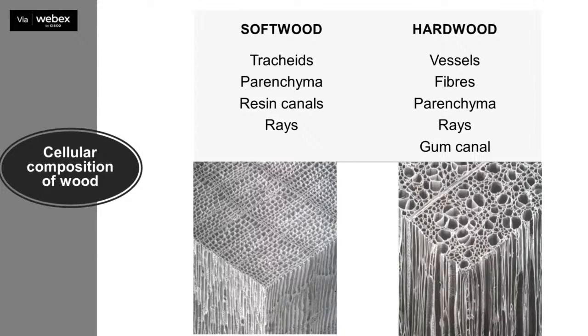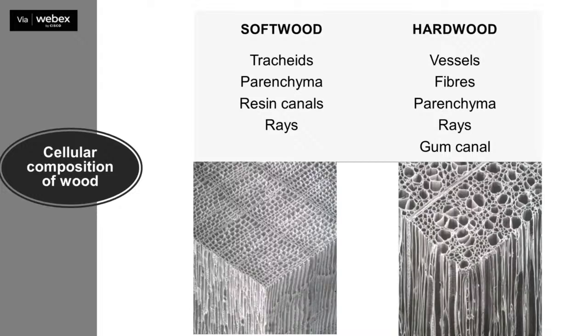In case of softwoods, we have tracheids, parenchyma, resin canals, and rays. But in case of hardwoods, we have vessels and fibers, parenchyma, resin, and gum canals. So among these two groups of wood, in India we are only capable of sourcing hardwoods, because softwoods are in short supply. So as far as hardwood is concerned, the vessels, fibers, and rays are the most important anatomical parameters that affect the wood quality as far as handicrafts are concerned.